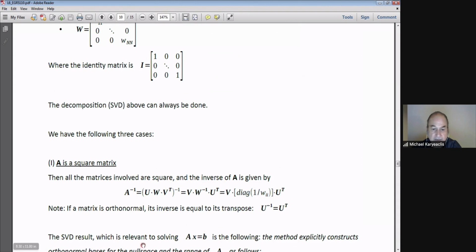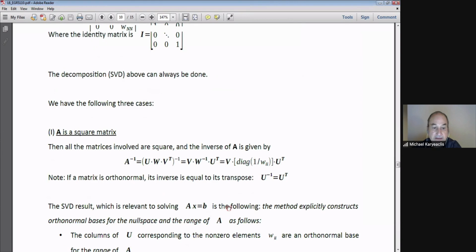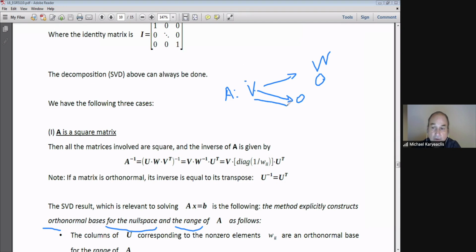Now, how is this relevant to solving AX equals B? It's the following way. It explicitly constructs orthonormal bases for the null space and the range of A. Remember, when we were talking about vector spaces, we talked about the null space and the range. A is a transformation matrix, a mapping that takes vectors from vector space V to vector space W. Not all of W. Whatever region the transformation reaches, that's the range. The null space is when it takes everything to 0. It's the region in V that goes into 0. That's the null space. So the portion of V that is mapped to 0 by A is the null space. The range is the region of W that V goes to under the action of A.